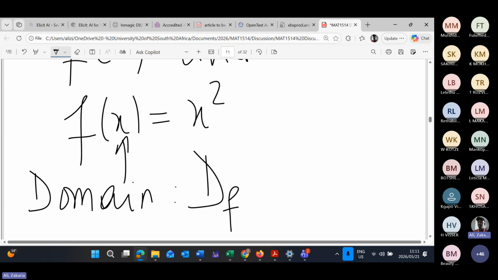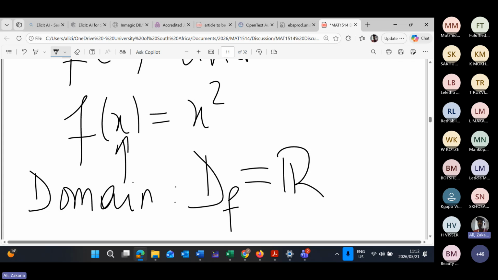For writing the domain, I write D with an F next to it. So if the function is baptized as F, then the domain is DF. If the function is G, it is DG, DH, and so on and so forth. Then the domain is the set of all real numbers. Now let's look at the range.